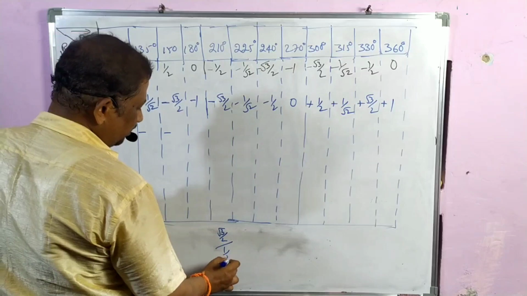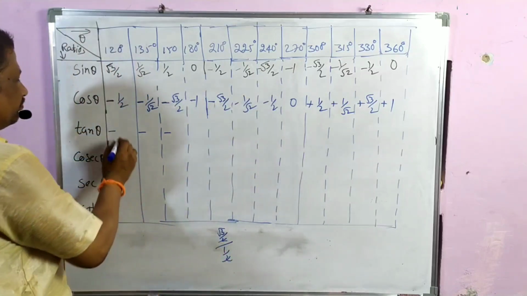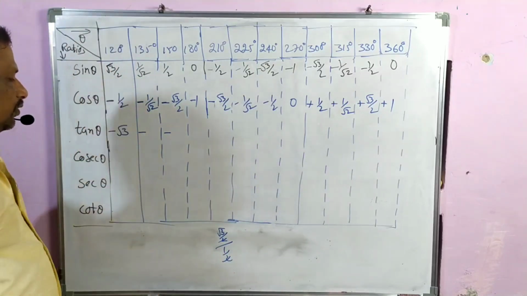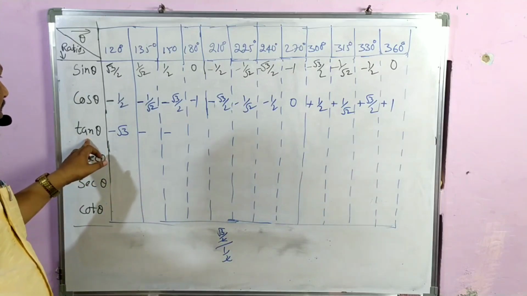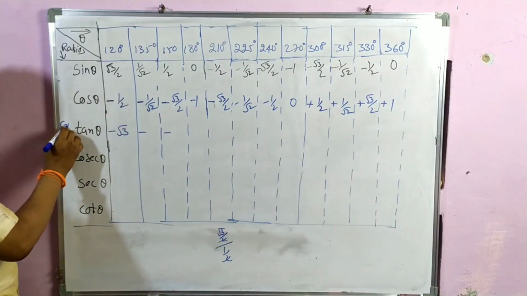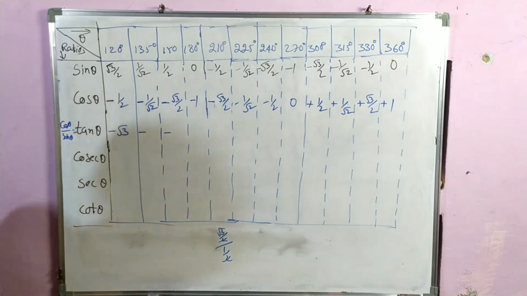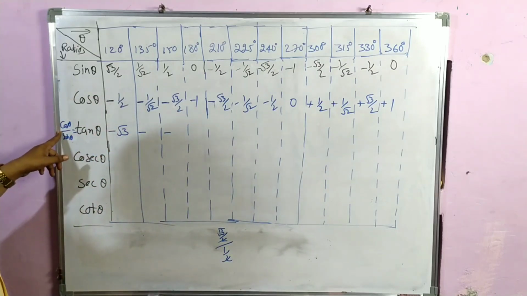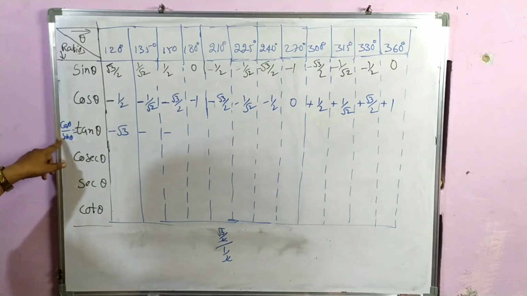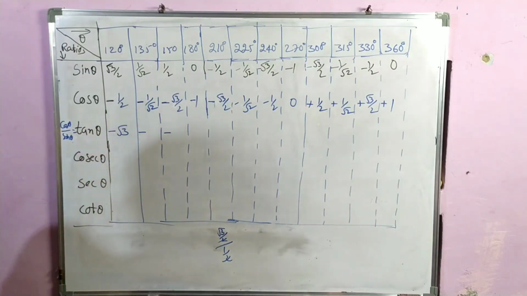Cos 30, how much? Root 3 by 2. Sin 30, so root 3 will come. It is cos theta by sin theta. What is cos 30? Cos 30 is root 3 by 2, sin 30 is half. That one will come.